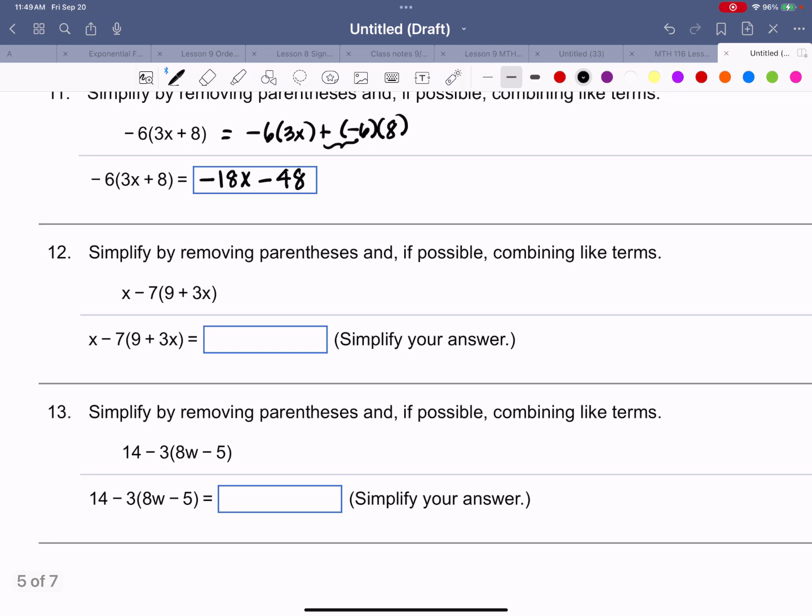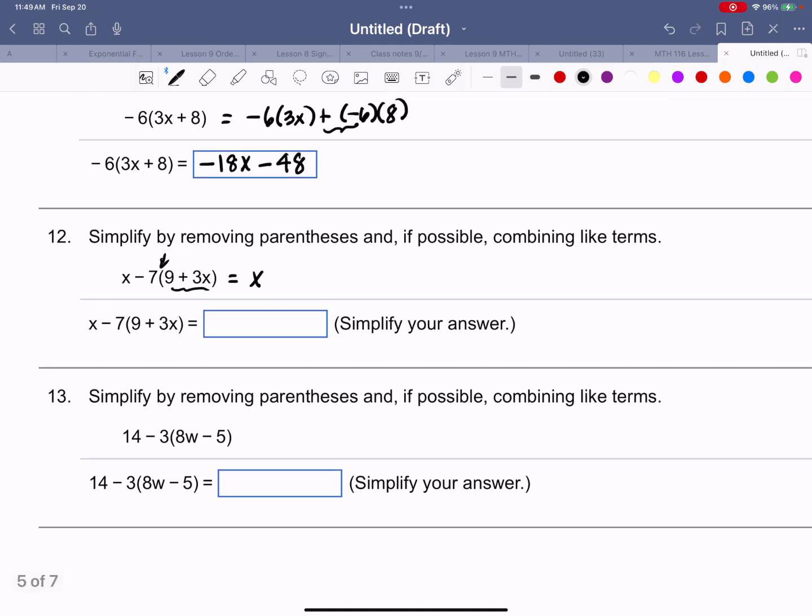Number 12. x minus 7 in parentheses 9 plus 3x. Well, order of operations, we've got to do this multiplication right here first. Look, we can't do what's in the parentheses because there's not like terms, so we've got to multiply next. So minus 7 times 9 is minus 63. Minus 7 times positive 3x is minus 21x. Now I have some like terms. I've got a 21x and a 1x. So I need to do a 1 minus 21x, which is negative 20x. So it's negative 20x minus 63.